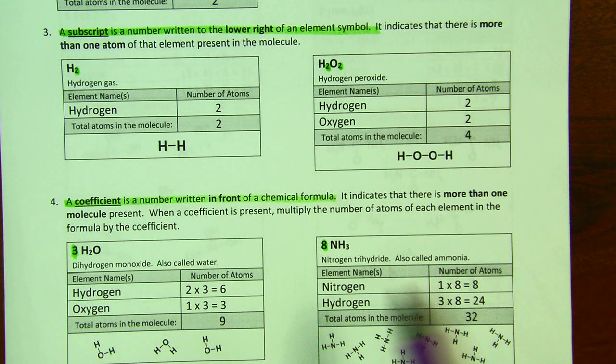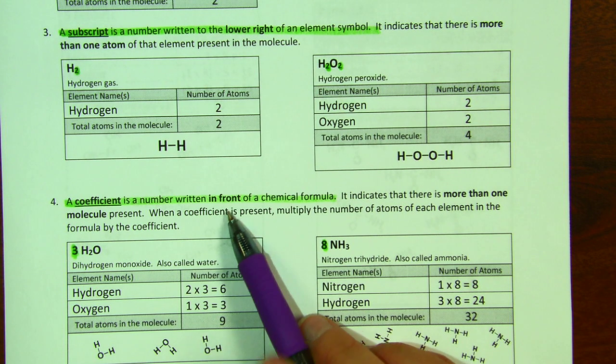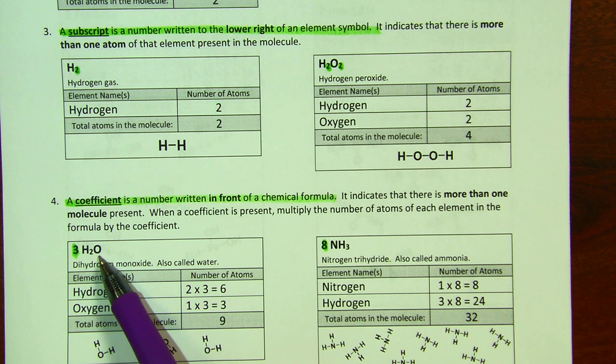I'm going to keep moving down to another vocabulary word called a coefficient. A coefficient is a number that's written in front of the entire chemical formula. So right here I have a 3. That's my coefficient. 3H2O. That's telling me that I have 3 molecules of H2O. In each one molecule there are 2 atoms of hydrogen and 1 atom of oxygen.